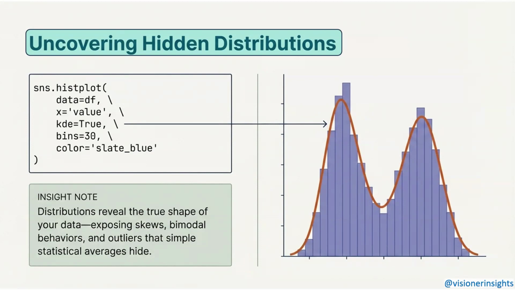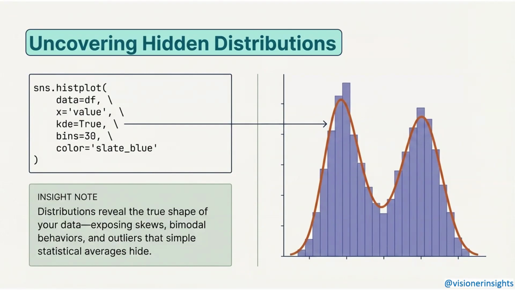Next up, what is the real shape of your data? You know, a simple average can be so misleading. The answer here is a histogram. I mean, look at this chart. If you just took the average, you would never know that there are actually two distinct groups here. Two peaks. That's called a bimodal distribution. The histogram tells you the whole story, not just the headline.